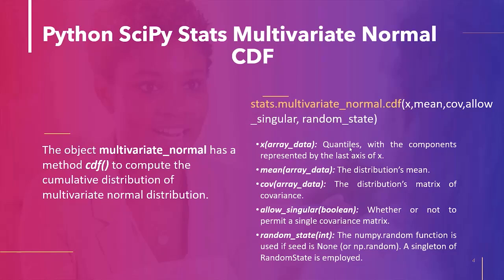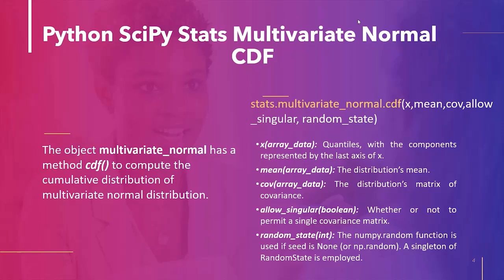Random state. If seed is None, the numpy.random state singleton is used. If seed is an int, a new random state instance is used, seeded with seed. If seed is already a generator or a random state instance, then that instance is used.